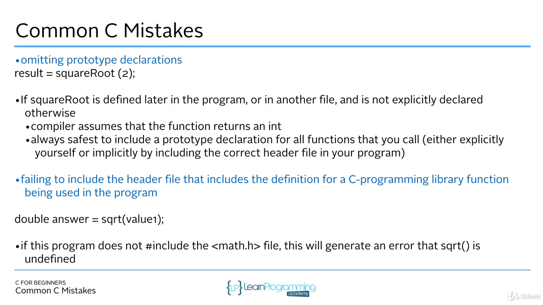So in this case, we have double answer = sqrt(value1). If this program doesn't include the math.h header file, this will generate an error that sqrt is undefined. It will try to link the object files. It won't have a math.o, and it will say, hey, you're calling the square root, but there's no implementation for it. So make sure you include the correct headers for all of your invocations of functions, especially from the standard library.